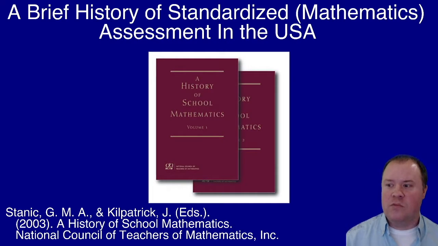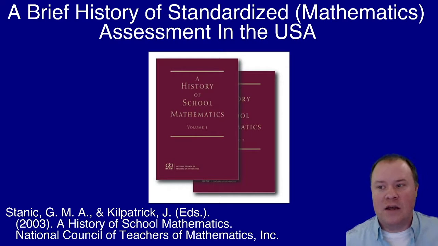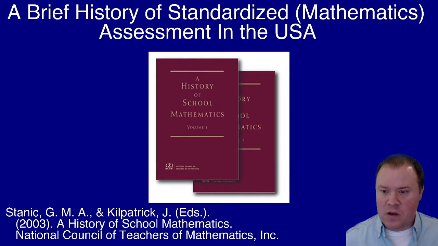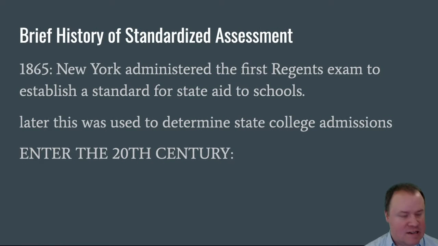So a lot of this comes from the History of School Mathematics 2-volume set. As we get started here, 1865 is the first thing that maybe has a feel of standardized assessment, where New York administered the first Regents exam to establish a standard for state aid to schools. So it was created for the purpose of dispersing funds to schools in need. And later, this same exam was being used to determine state college admissions.